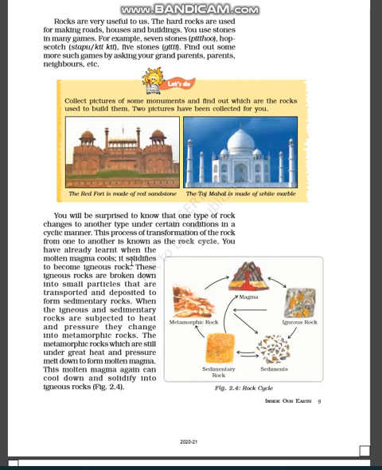You have already learned when the molten magma cools, it solidifies to become igneous rock. These igneous rocks are broken down into small particles that are transported and deposited to form sedimentary rocks. When the igneous and sedimentary rocks are subjected to heat and pressure, they change into metamorphic rocks. The metamorphic rocks, which are still under great heat and pressure, melt down to form molten magma. This molten magma again can cool down and solidify into igneous rocks.